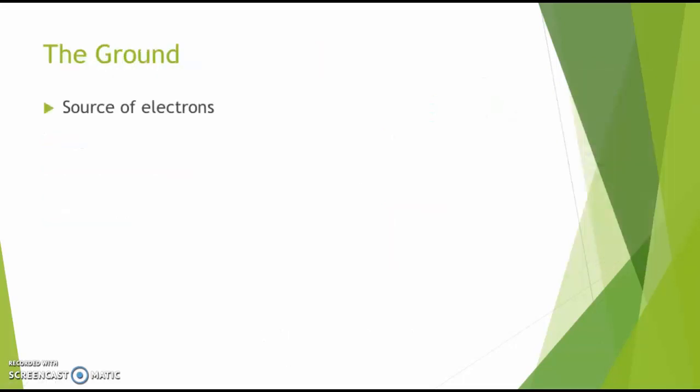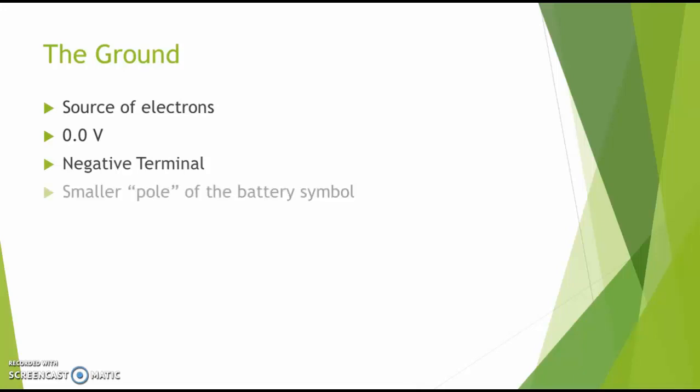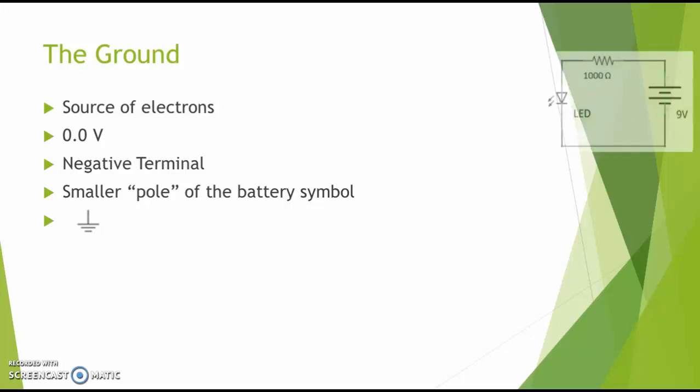Okay, the ground. The ground is a source of electrons. By convention, it's 0 volts. It's also thought of as the negative terminal on the battery, the smaller pole of the battery symbol, and we'll sometimes see it as this representation of a wire going into the earth.